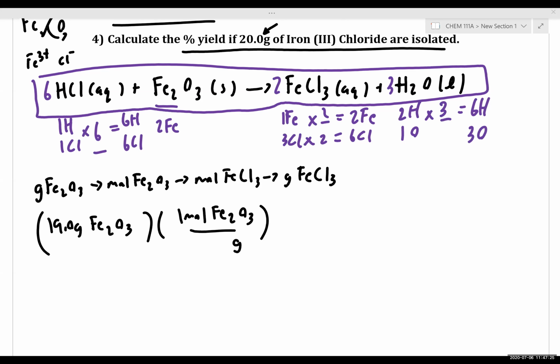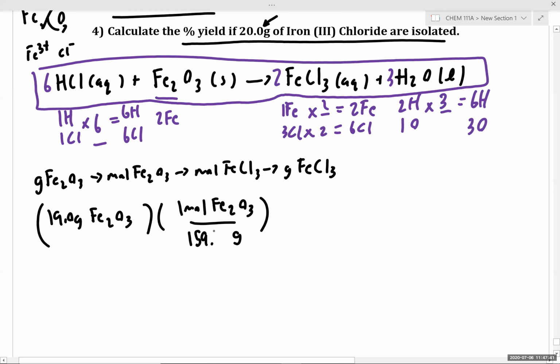When I punch it into the calculator, I get a molar mass for iron 3 oxide of 159.7 grams. Now for the critical juncture in this problem. How many moles of iron 3 chloride do we produce per mole of iron 3 oxide consumed?